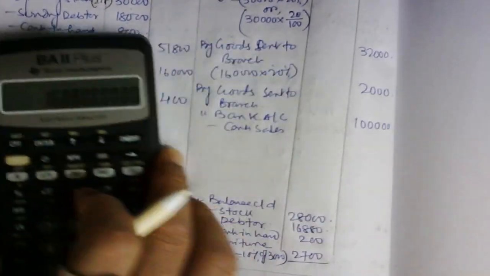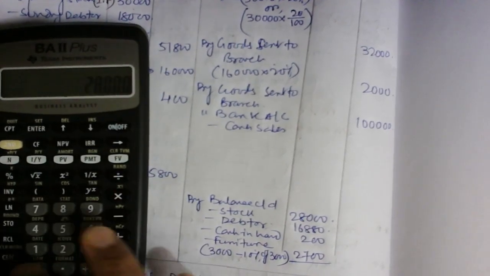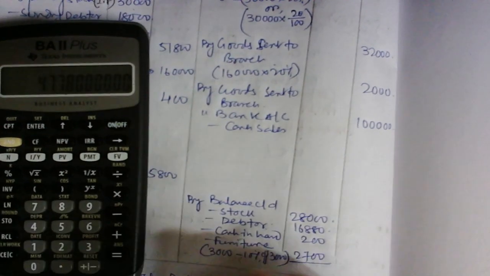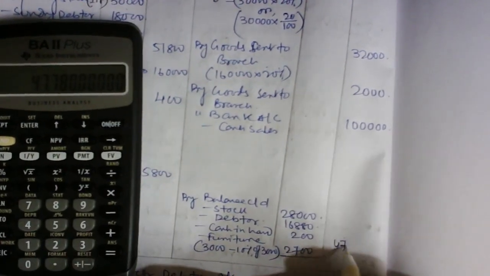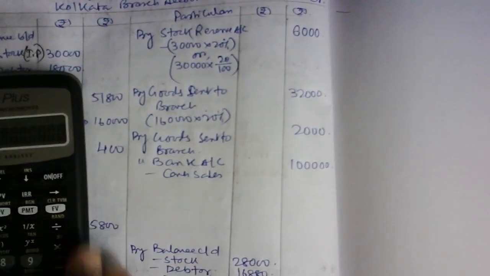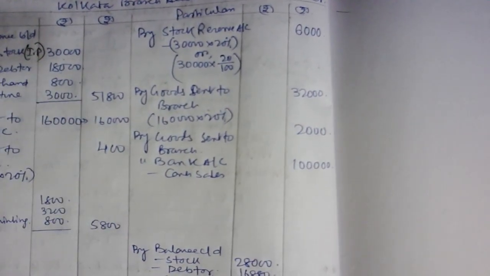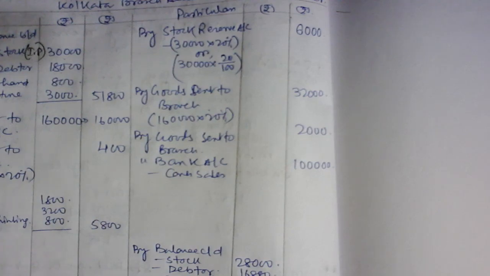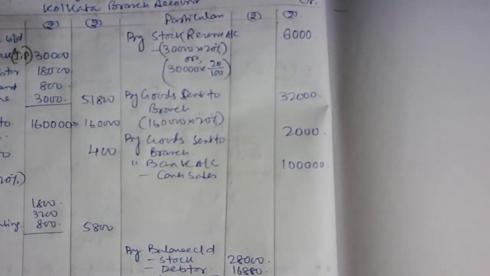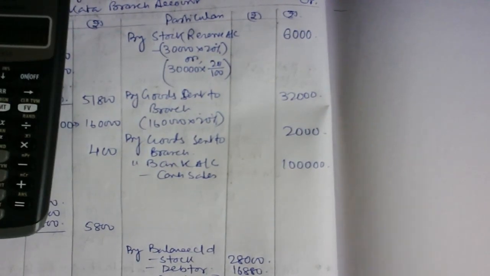Now add all this plus 28,000 plus 2,700. I am getting 47,780 here. Now I just write down and add all those credit balances. So plus 1,02,000, 1,34,000, 1,40,000. So 1,40,000 I need to add this. I am getting 187,780.